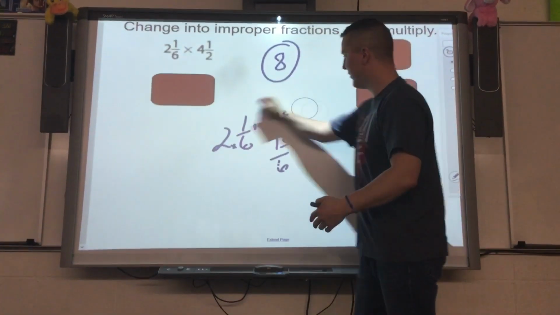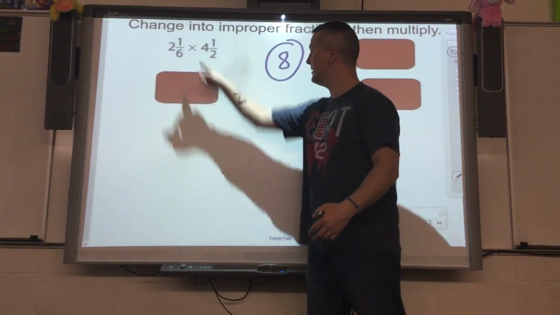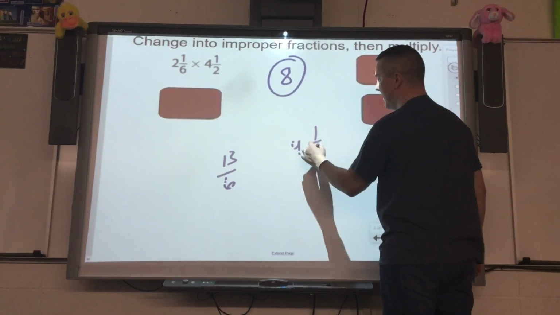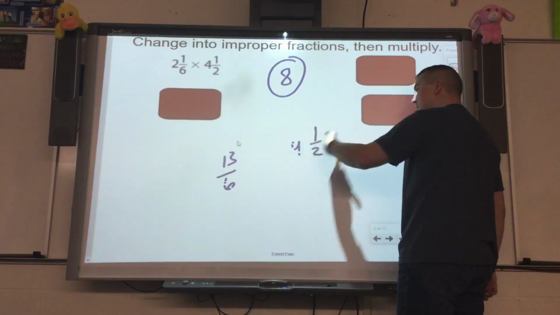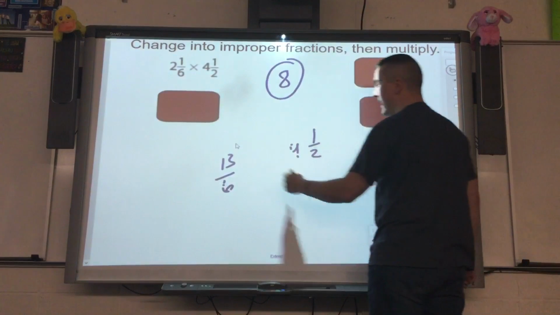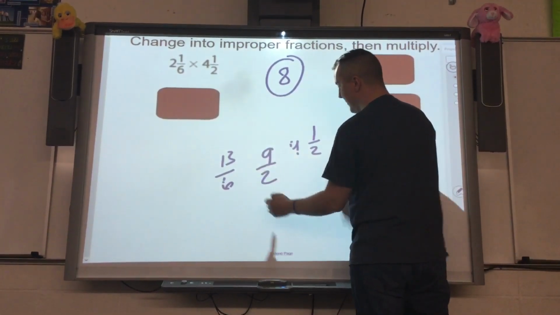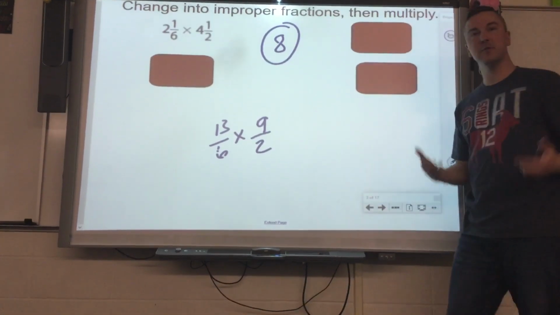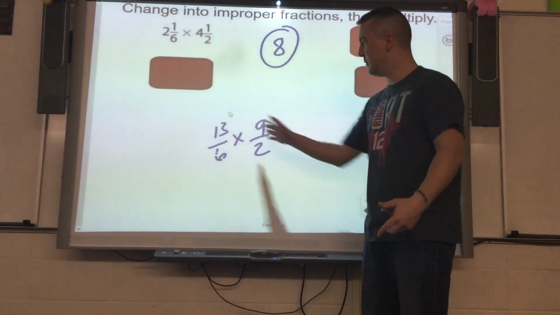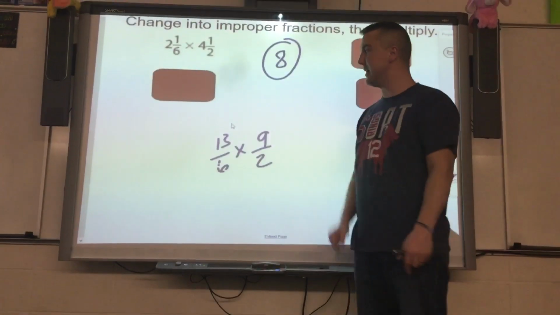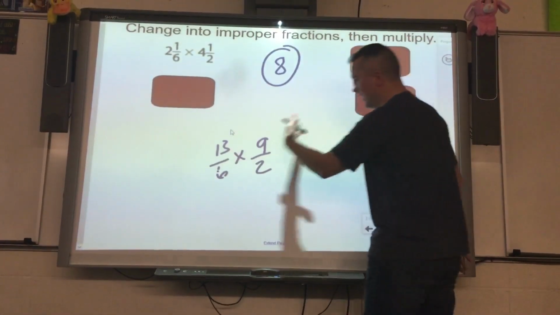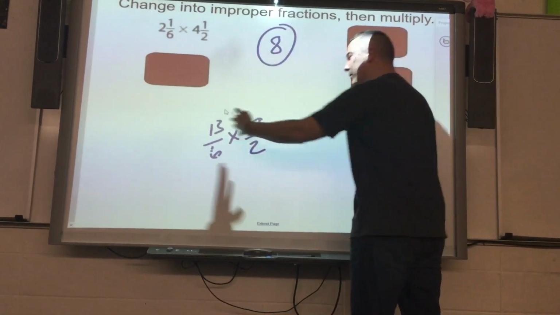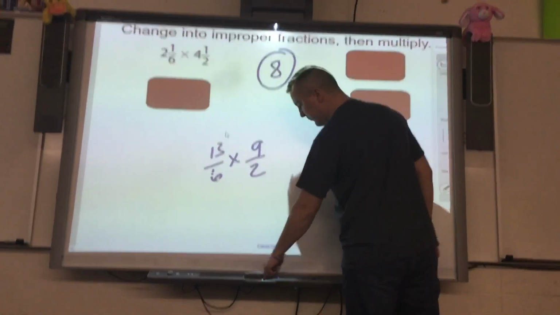So now I take my 13/6, because I converted this, and I have to do that for 4 1/2. 4 times 2 is 8, plus 1 more is 9. 9 halves. Now I'm multiplying. Now this looks very similar to what we were just doing the last couple days, just multiplying fractions. I had to set them up as a fraction. Now I can multiply. Now you can simplify across if you want to. If you don't want to do that and you just want to multiply straight away, let's do that.